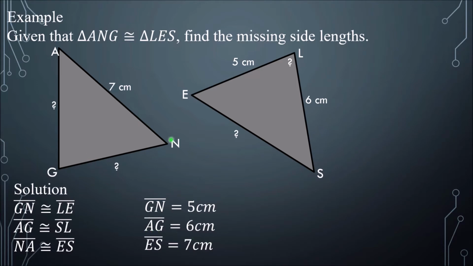NA corresponds to side ES. Then ES is also 7 centimeters. So once again, since the two triangles are congruent, the corresponding parts are also congruent.